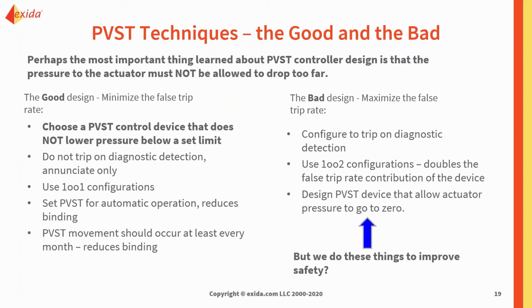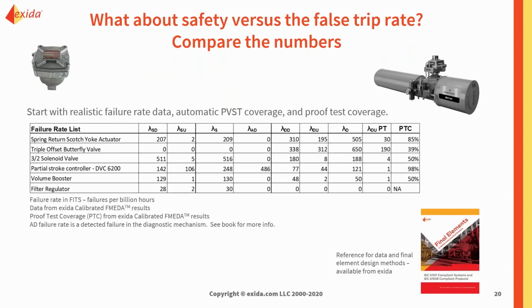Unfortunately, we see a lot of bad designs pretty consistently. Well-intentioned, meant to improve safety, but they could be improved. And when we consider the fact that our design introduces the potential for false trips, we see that we're not actually improving safety. So let's take a deeper look and see if that's true or not. We're going to do some quantitative safety and false trip rate analysis here.